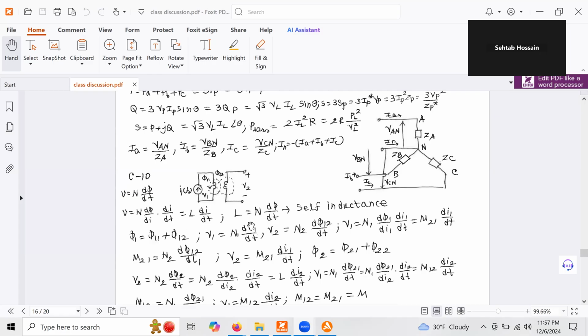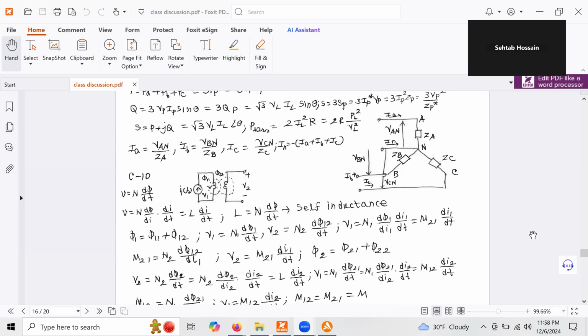L di/dt. L is actually the self-inductance, and N is the number of turns in the inductor. And the total magnetic flux will be phi 11 plus phi 12. V1 will be this, and V2 will be this. For the case of V1, as these two inductors are close to each other, they will affect each other with their self-inductance, and this one will affect this one, and this one will affect this one. So we call this mutual inductance.